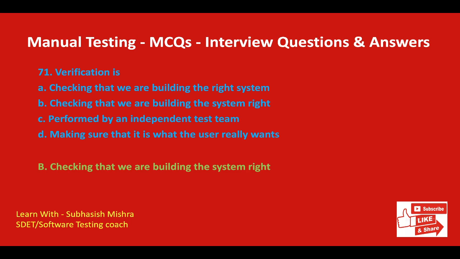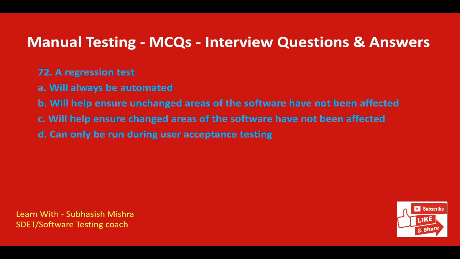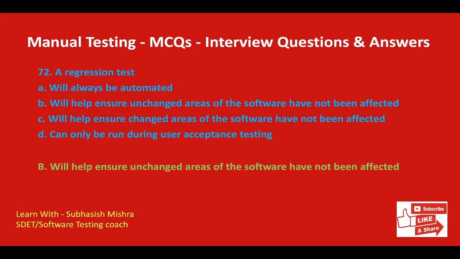So verification is checking that we are building the system right. Okay, let's move to the next one. A regression test will always be automated, will help ensure unchanged areas of the software have not been affected, will help ensure changed areas of the software have not been affected, can only be run during the user acceptance testing. So the B looks more correct, will help ensure unchanged areas of the software have not been affected. So the answer is B.